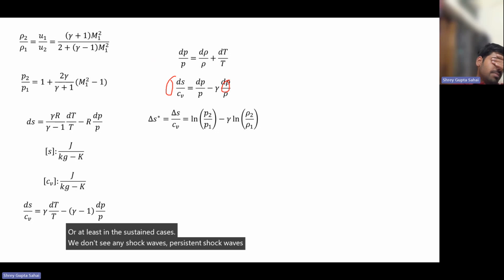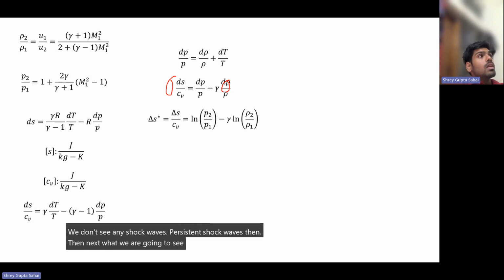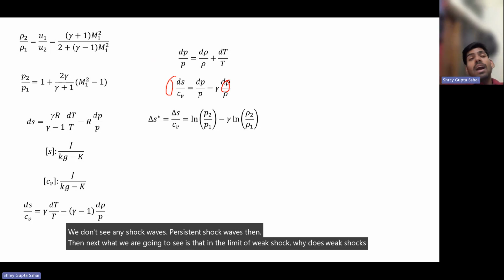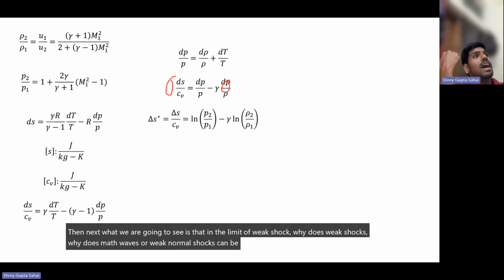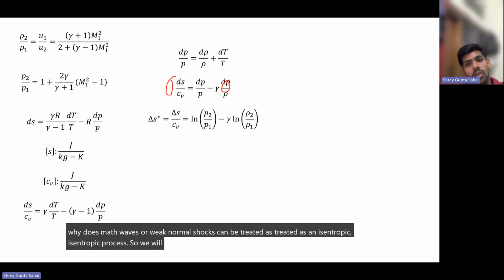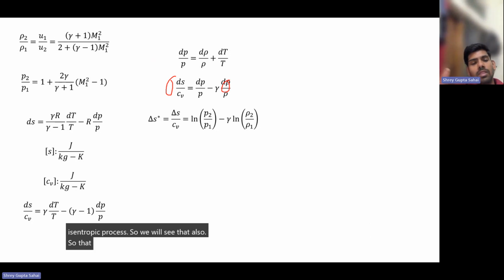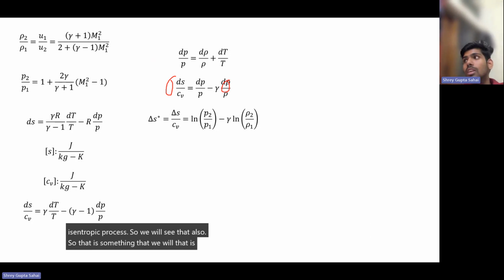Then next, what we are going to see is that in the limit of weak shocks, why Mach waves or normal shocks themselves can be treated as an isentropic process. So we'll see that also. That is the plan. So just follow along the derivation.